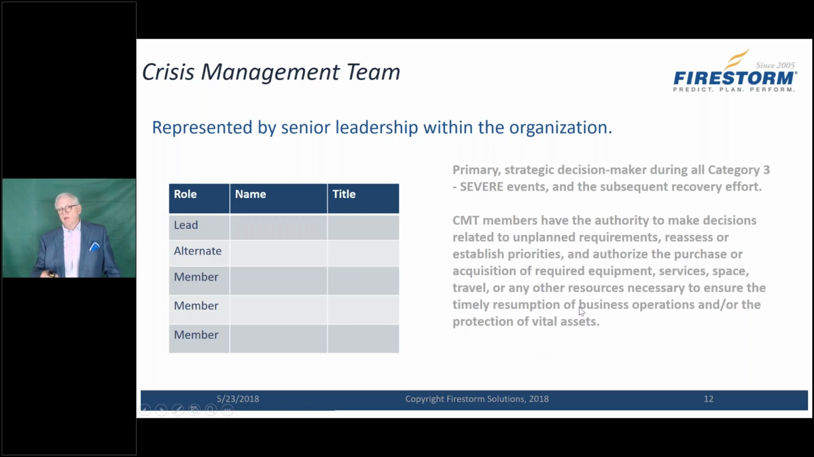You need a lead for the crisis management team and an alternate. And if there are 5 people on your team and only 3 are available, those 3 people are empowered to make a decision, because a crisis can't wait. And we're going to talk about those things. And generally, we're not doing anything related to something unless it's at a severe level.